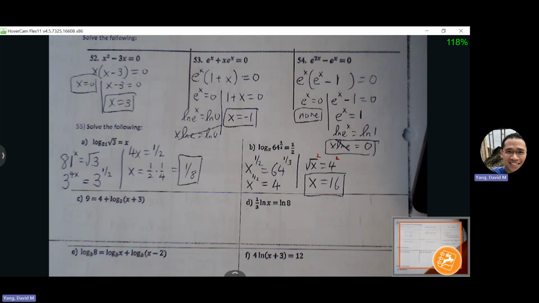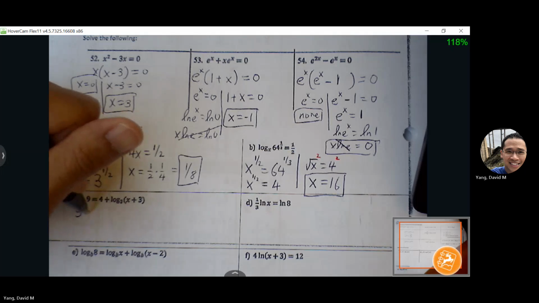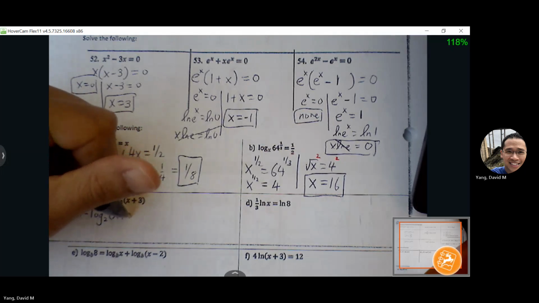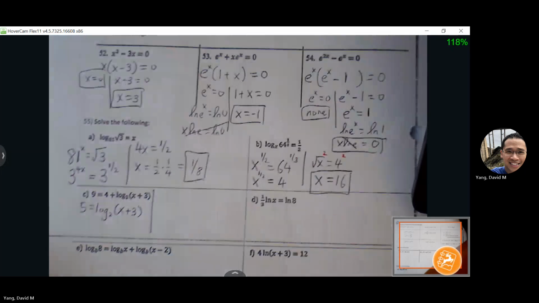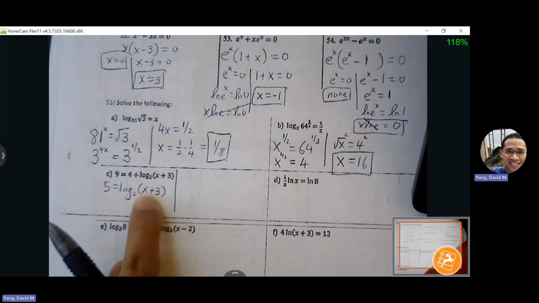Okay, part C. I want to solve for x. X is stuck inside a log expression, but first let's see if we can combine some like terms. 9 minus 4 is 5. Log form feels a little difficult to work with, but I can always get it into exponential form. So start with a base 2, raised to the 5th power is equal to my expression.